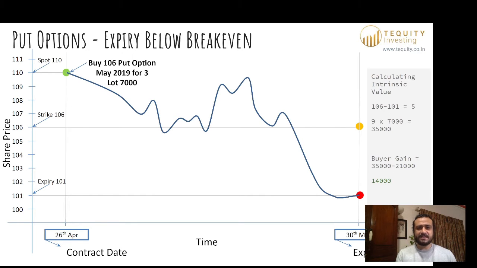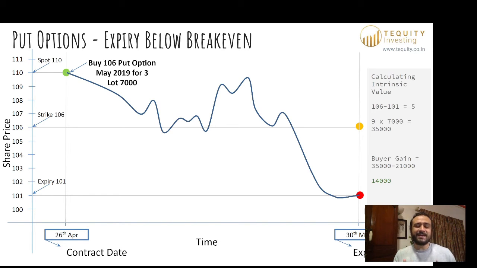So finally, let us check out a scenario where expiry happens below the break-even point. The break-even point, as we have seen, is 103. In this example, expiry happens at 101. Calculating the intrinsic value of the put option, 106 minus 101, it is 5. The premium paid for the put option is 3. So the net profit is 5 minus 3, that is 2. 2 times 7,000 is 14,000 rupees. So the buyer of the put option will make 14,000 and the seller will lose the same amount of 14,000.